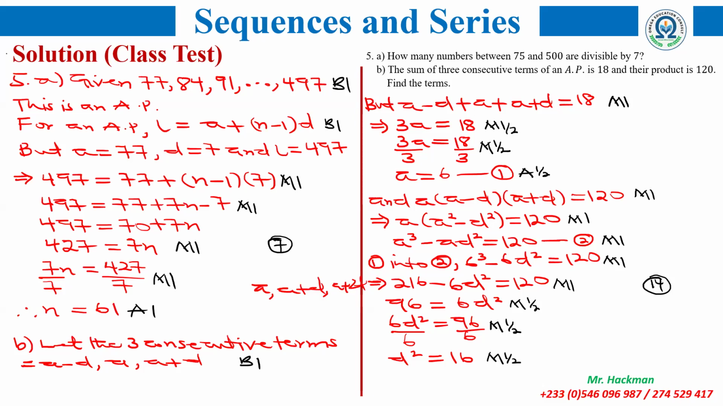Yes, please. I thought A is always the first term. Yes, but here we were told that they are consecutive terms. So we don't know whether the consecutive terms are the first 3 terms, the second term up to the 4th term, or the 5th term up to the 8th term. You get it? They are just consecutive terms. I didn't say the sum of the first 3 terms. I said the sum of 3 consecutive terms. I hope you get my point.